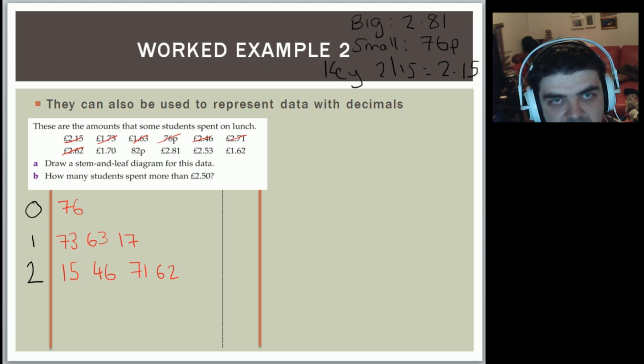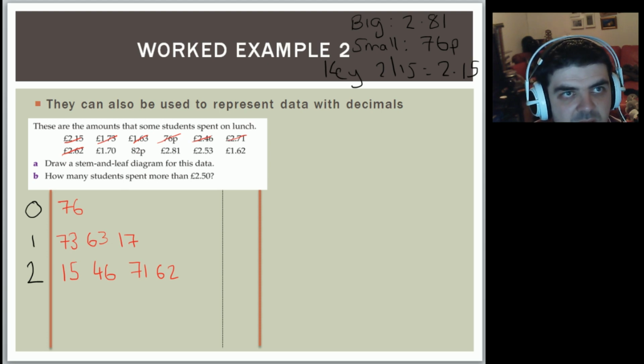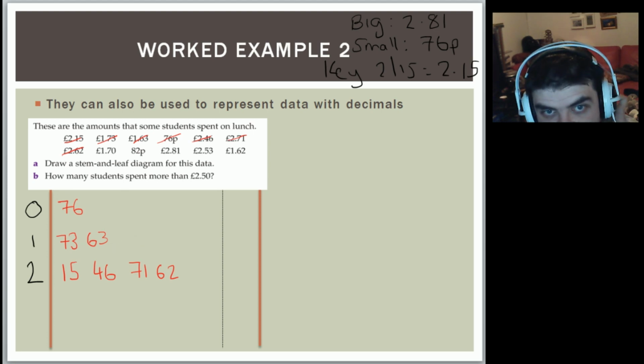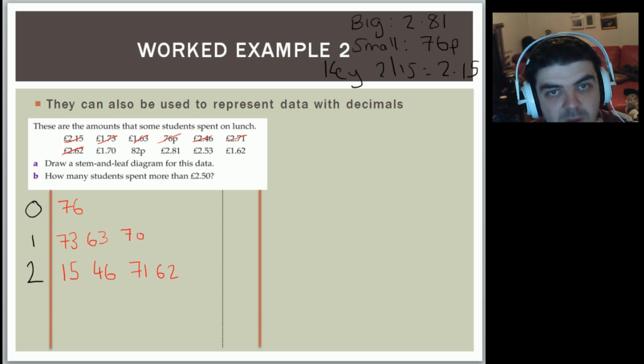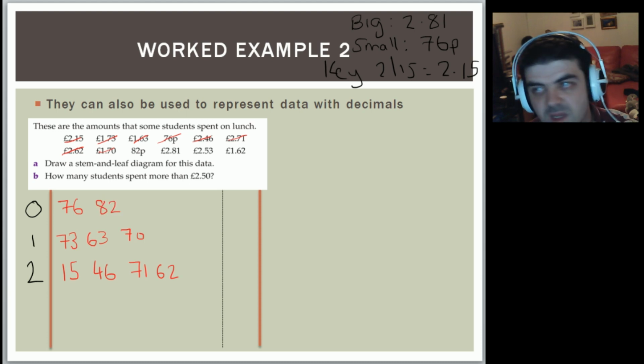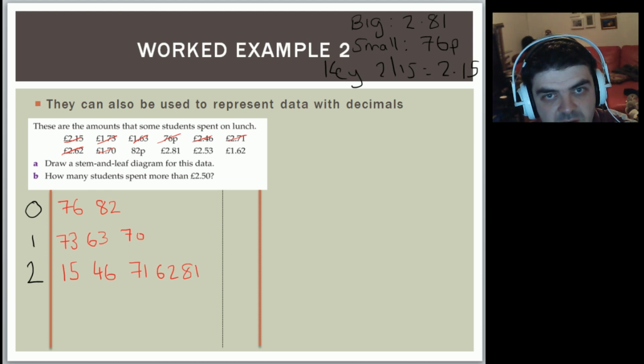Whoa, that's not right. Let's cross that bit out. Didn't write that right at all. £1.70 looks like this, not £1.17. 82p looks like that. £2.81 looks like that. £2.53 looks like that. And you've £1.62. So you have £2.62 and £1.62.